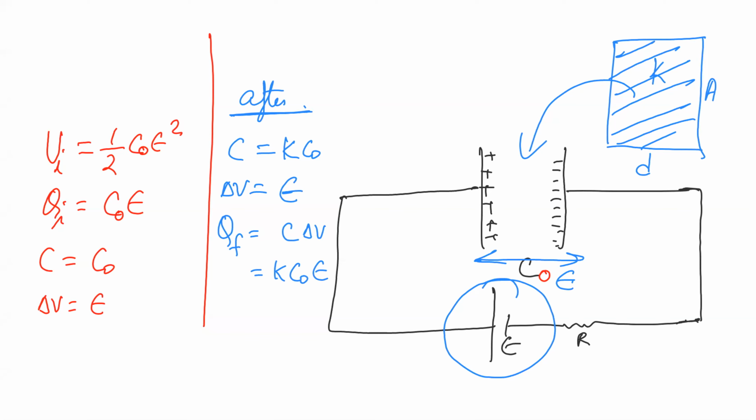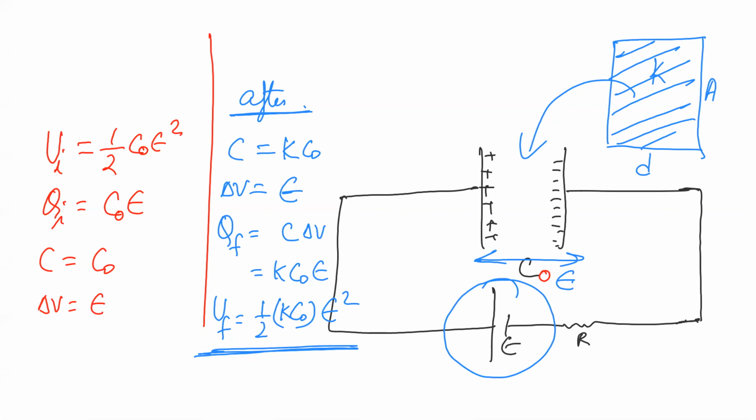Right? And what will be the energy stored? Capacitance is becoming K times, so K C naught into E square. Energy stored will be half K C naught E square. This will be the energy stored. Capacitance is becoming K times. Okay, this is one case.